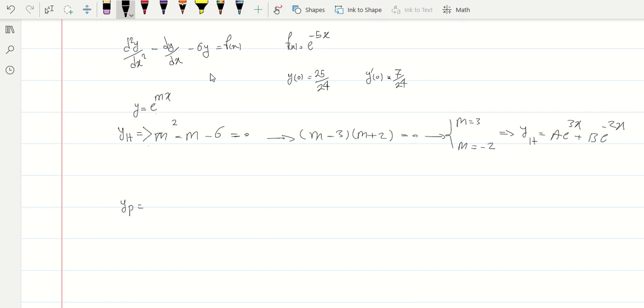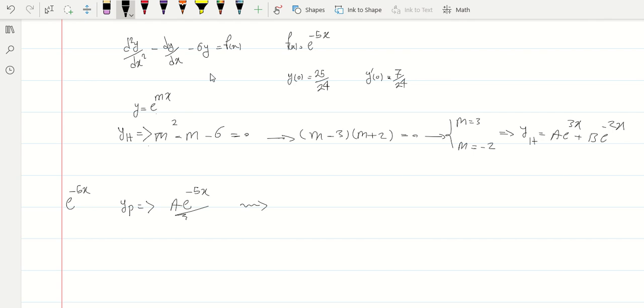Now for the particular solution, we're just gonna say that if the function is e to the power of minus 5x, our particular guess and particular solution would be equal to a times e to the power of minus 5x. And we're just going to use this guess and put it into the second order differential equation to get the a value. So what I'm going to do is just substitute it.